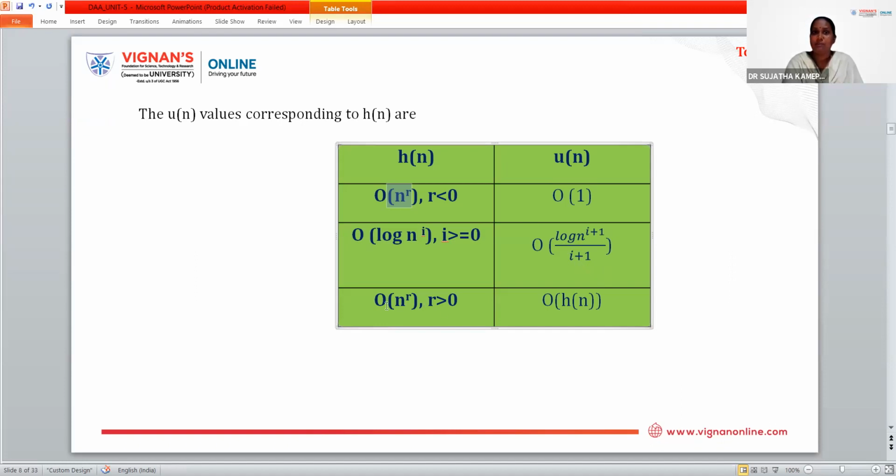So, if h of n is in the form of big O of n power r, where r is greater than 0, in this case, u of n can be represented as big O of h of n.